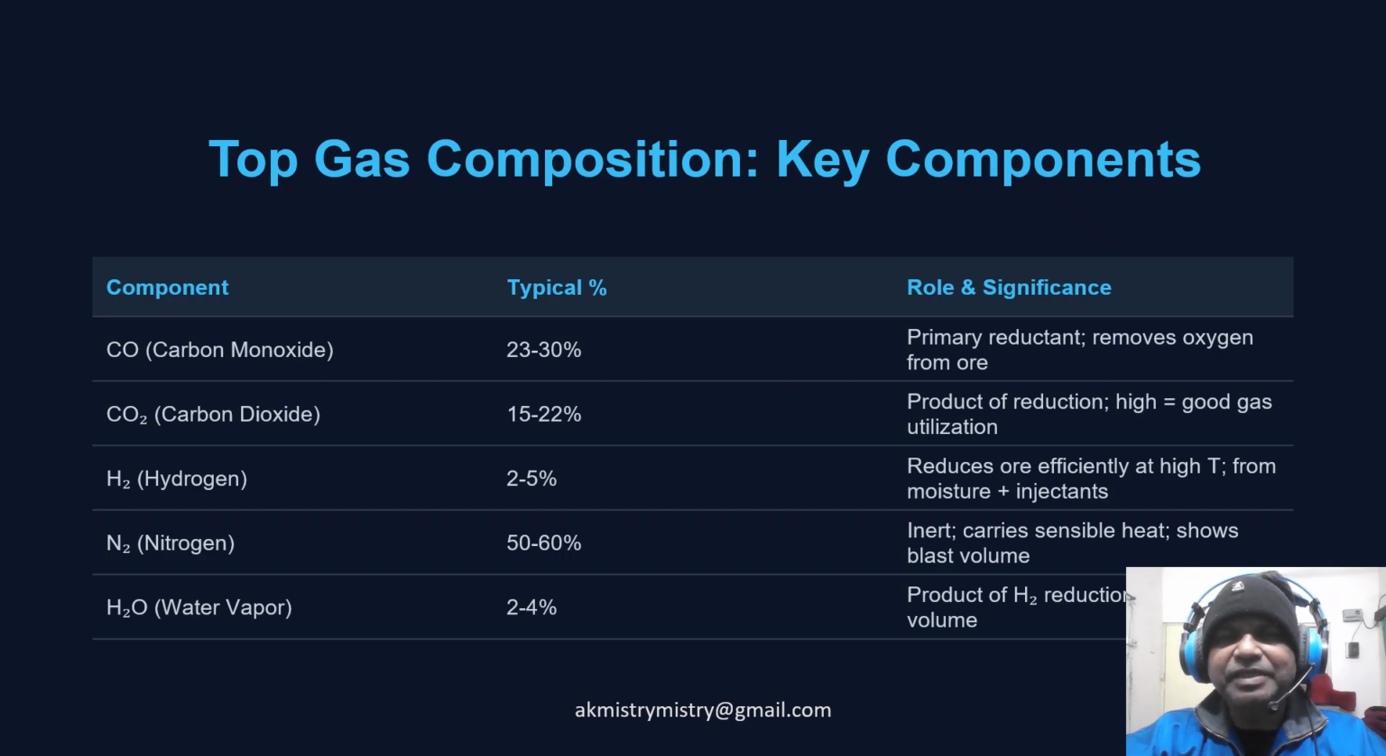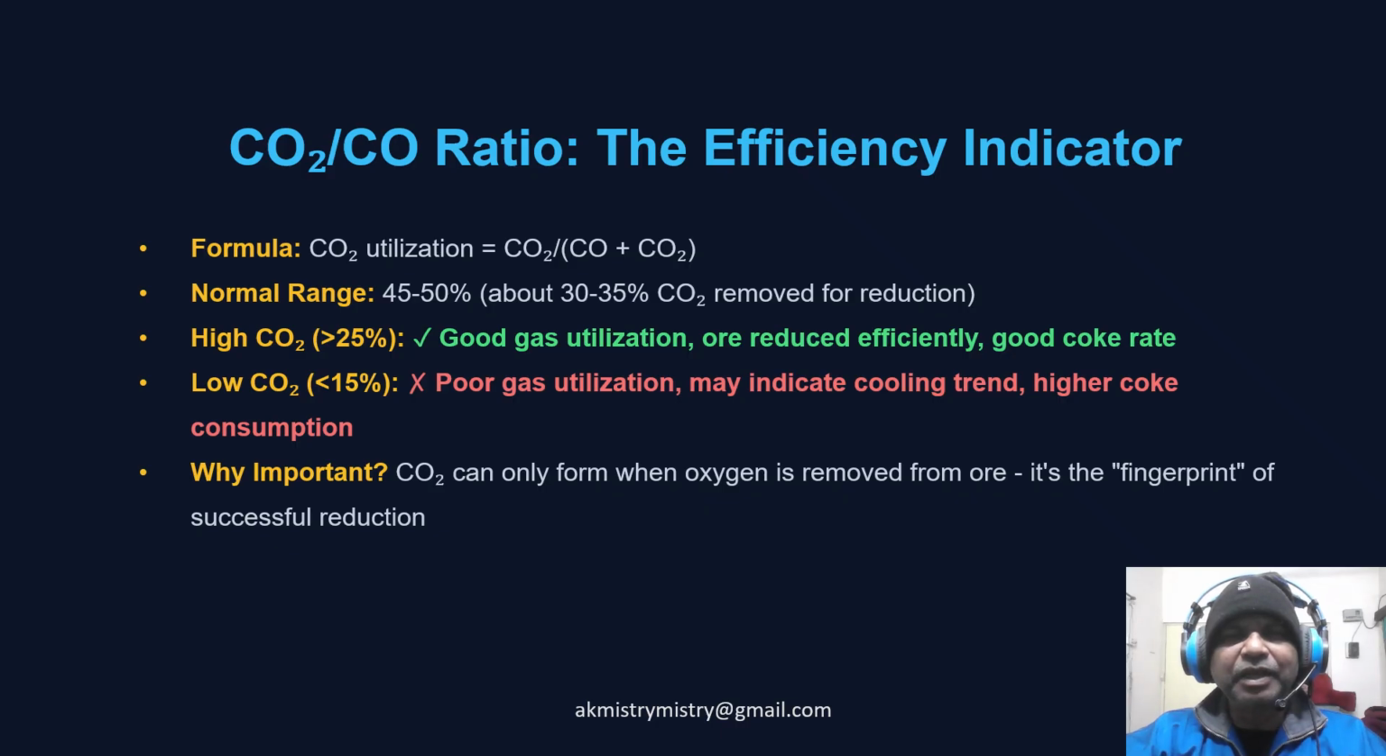Now we will see one of the most powerful indicators for a control room operator, the CO2/CO ratio, or CO2 utilization, which is calculated as CO2 divided by the sum of CO plus CO2, expressed as a percentage. For most furnaces, a normal range is about 45 to 50%, which corresponds to roughly 30 to 35% CO2 in the gas being used for reduction.